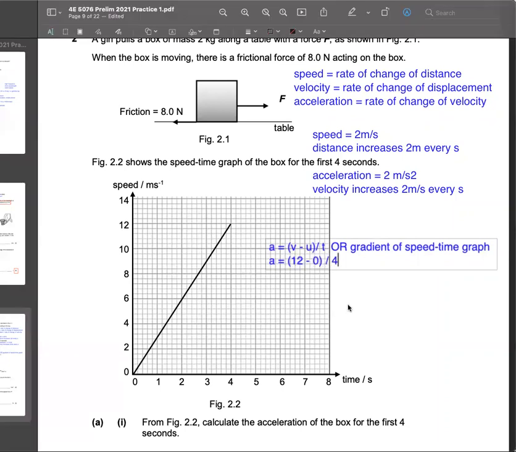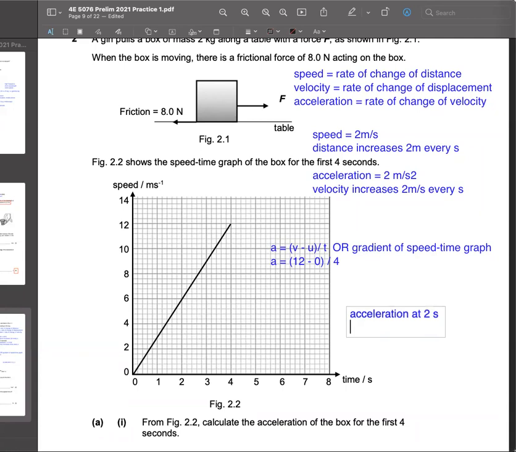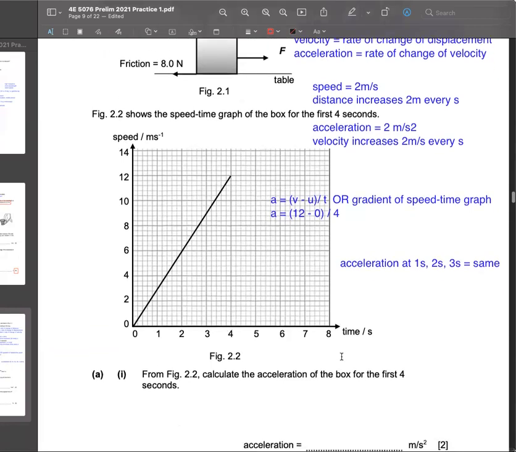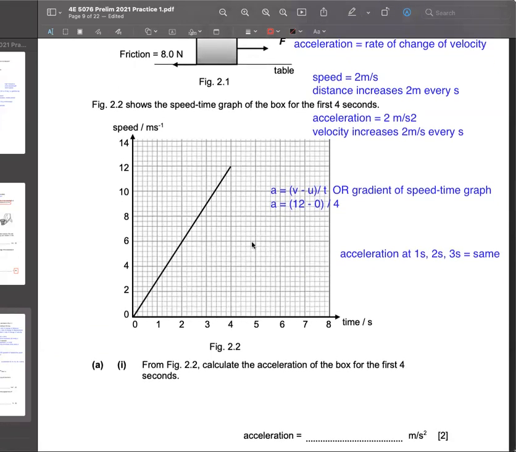Let's change the question. What is the acceleration at 2 seconds? 6 minus 0 over 2 seconds. What's the acceleration at 1 second? At 3 seconds? It's the same. So do you care about the first 4 seconds or the first 1 second? Don't care.